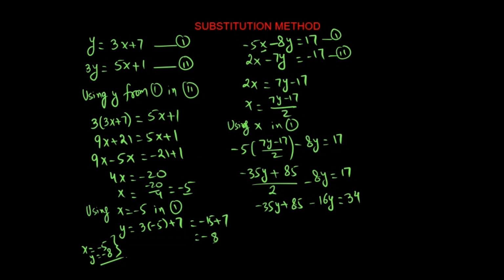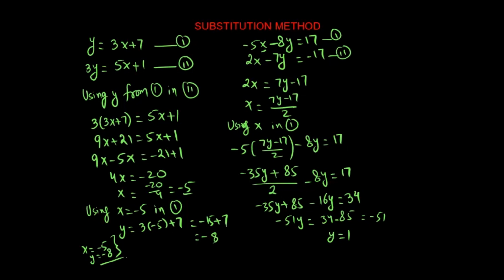And now minus 35y and minus 16y can be combined together, and minus 35y minus 16y would be minus 51y equals 34 minus 85, and 34 minus 85 would be minus 51. Minus 51y equals minus 51. Divide both sides by minus 51 and you get y equals 1.